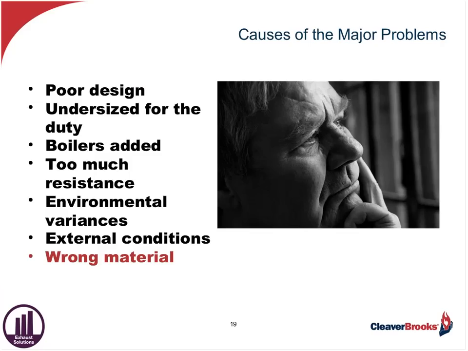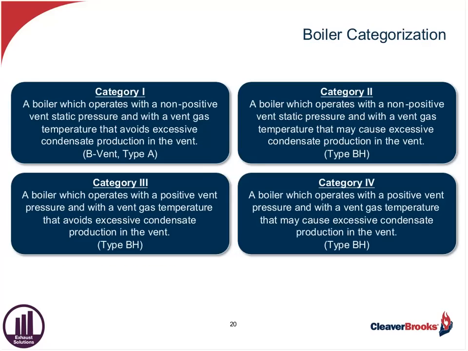So what about the wrong material? That's another common cause of problems, maintenance problems, downtime, and so on. When we look at the venting material for boilers, we can break them into 4 categories. We've got category 1, which would be atmospheric, really an atmospheric type condition where you've got a total negative within the stack and breeching all the time, and it's non-condensing.